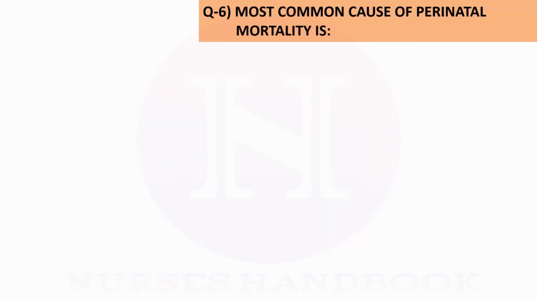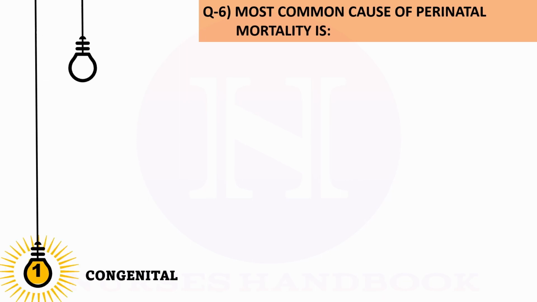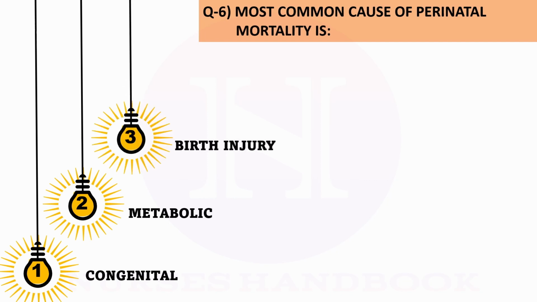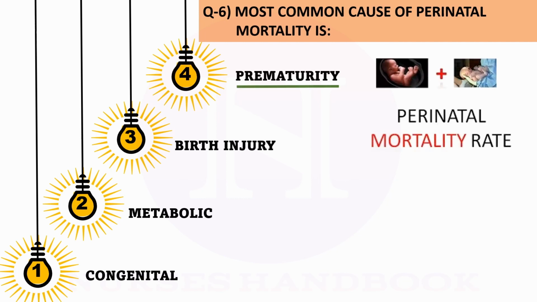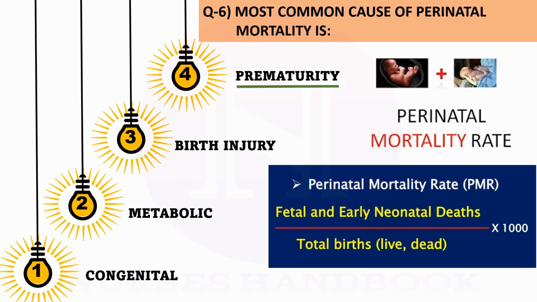Question number 6. The most common cause of perinatal mortality is congenital, metabolic, birth injury, prematurity. And the correct answer is prematurity. Perinatal mortality rate is the number of fetal deaths past 22 completed weeks, that is 154 days of pregnancy, plus the number of deaths among live born children up to 7 completed days of life per 1000 total births, which includes live births and stillbirths.